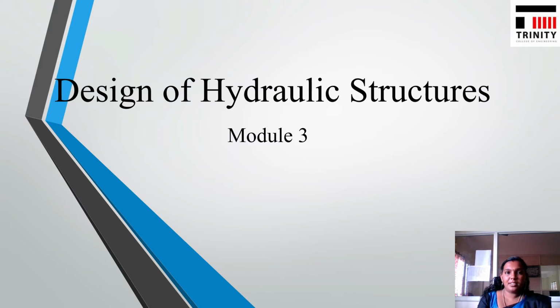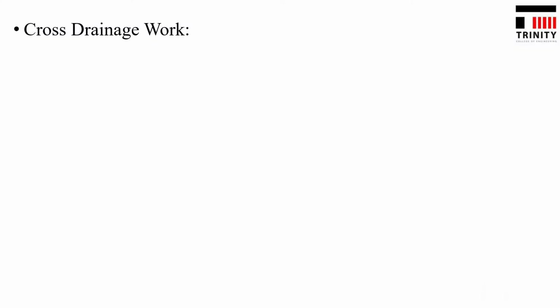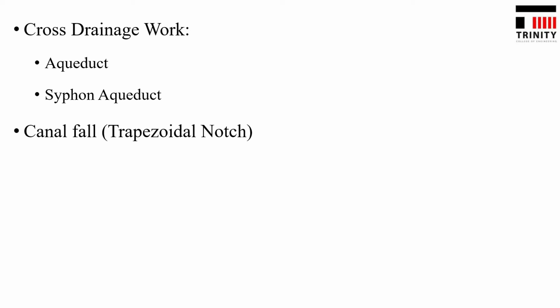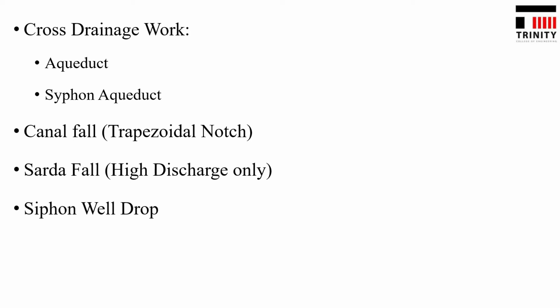In this video, I am presenting Module 3 of Design of Hydraulic Structures. Module 3 deals with, first, the cross drainage work, which can be an aqueduct or a siphon aqueduct. Next, it is the canal fall with a trapezoidal notch. Third is the Sarda fall with high discharge only. Next is the siphon well drop, and last one is the cross regulator. So actually 6 design and drawing is being discussed in Module 3. But in this slide we will be discussing the cross drainage work, that is the aqueduct.